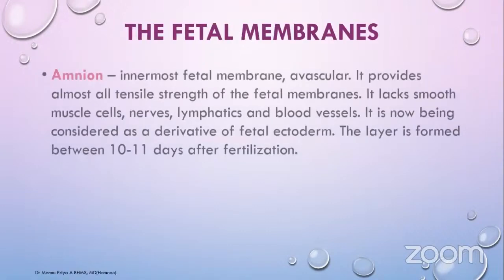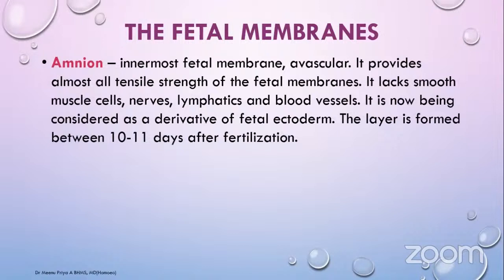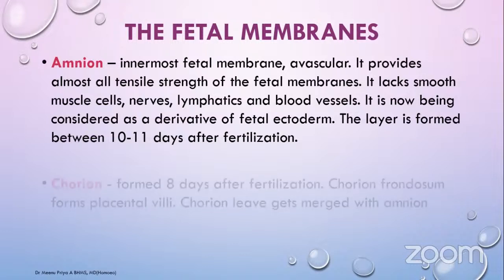Next, fetal membranes. First one is amnion, the innermost fetal membrane, and it is avascular. There is no blood supply, and it provides almost all tensile strength to the fetal membranes. It lacks smooth muscle cells, nerves, lymphatics, and blood vessels. It is now being considered as a derivative of fetal ectoderm. The layer is formed between 10 to 11 days after fertilization.